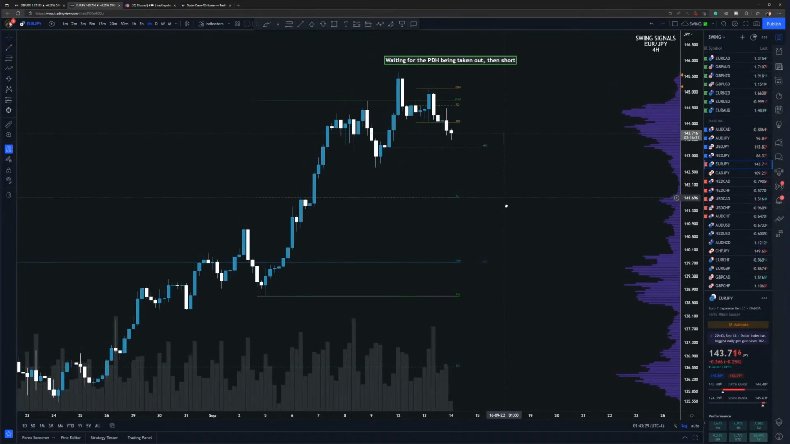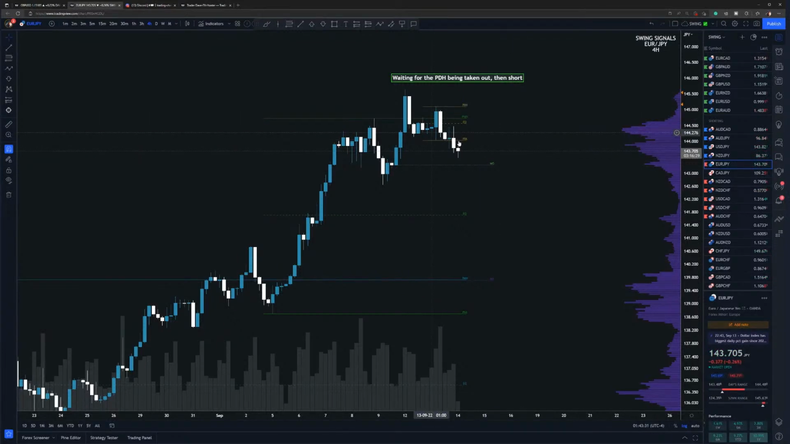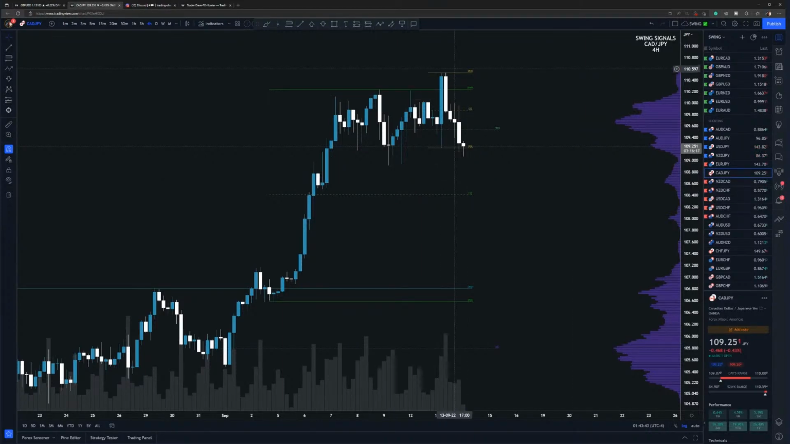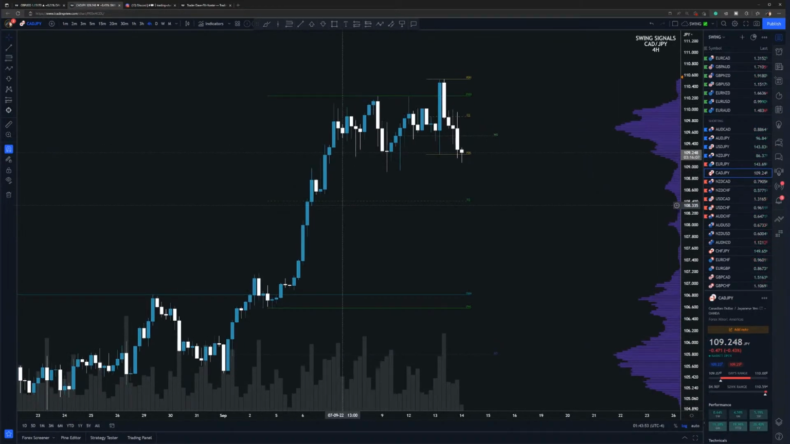As well, I like the Euro JPY for the short, but these zones still need to be cleared out for me, so just waiting. And the same is for the CAD JPY. Here we actually have this previous day's high taken out, but I'm waiting to see what the USD JPY will be doing.